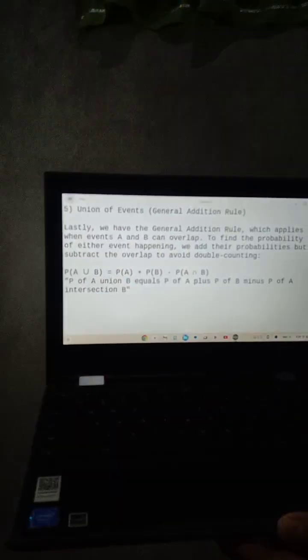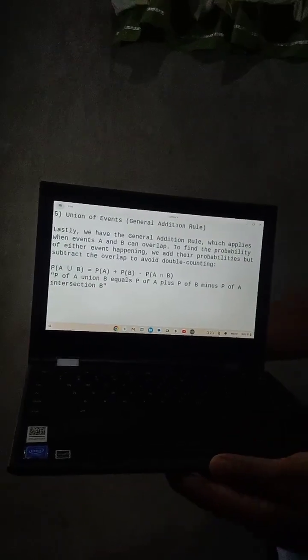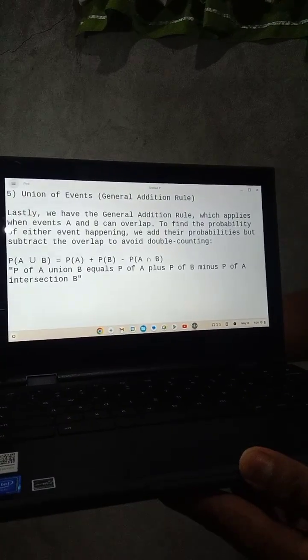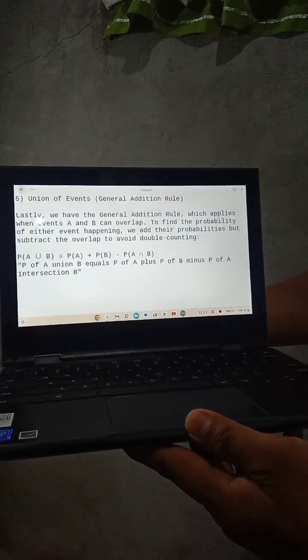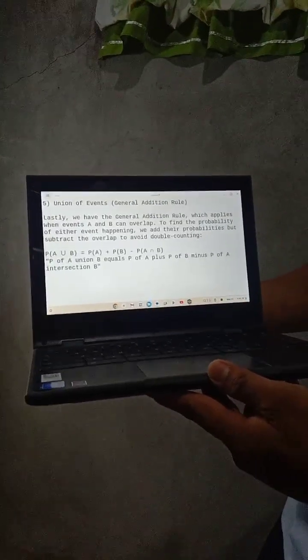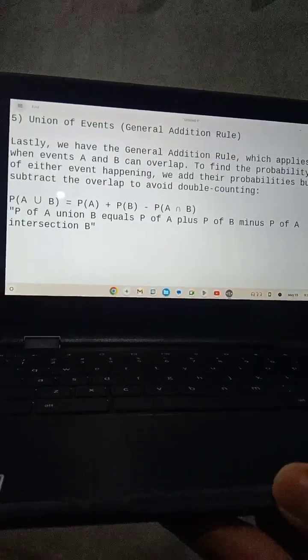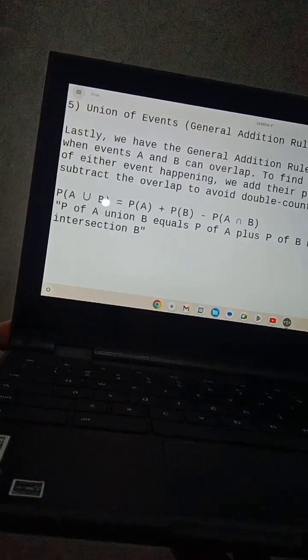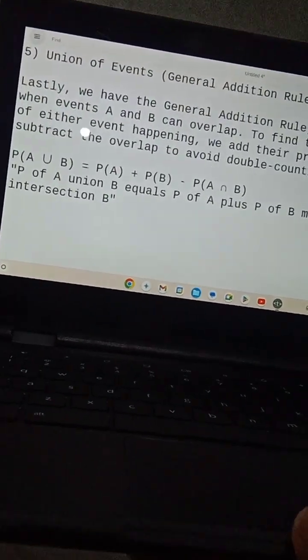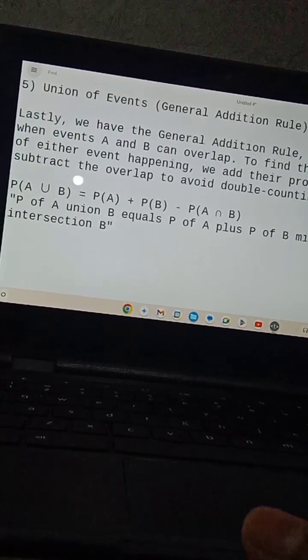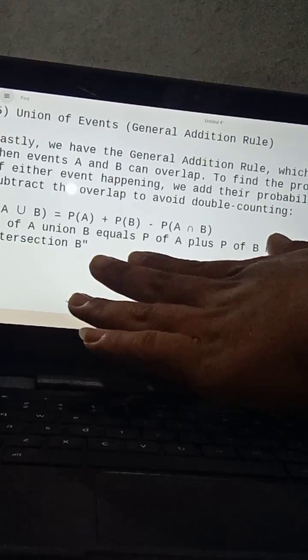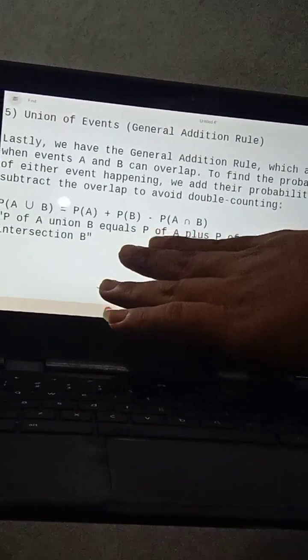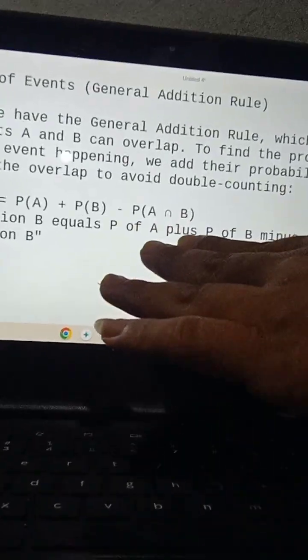Number 5, union of events, or general addition rule. We have the general addition rule, which applies when events A and B can overlap. To find the probability of either event happening, we add their probabilities but subtract the overlap to avoid double counting. So the formula is probability of A union B equals probability of A plus probability of B minus probability of A intersection B.